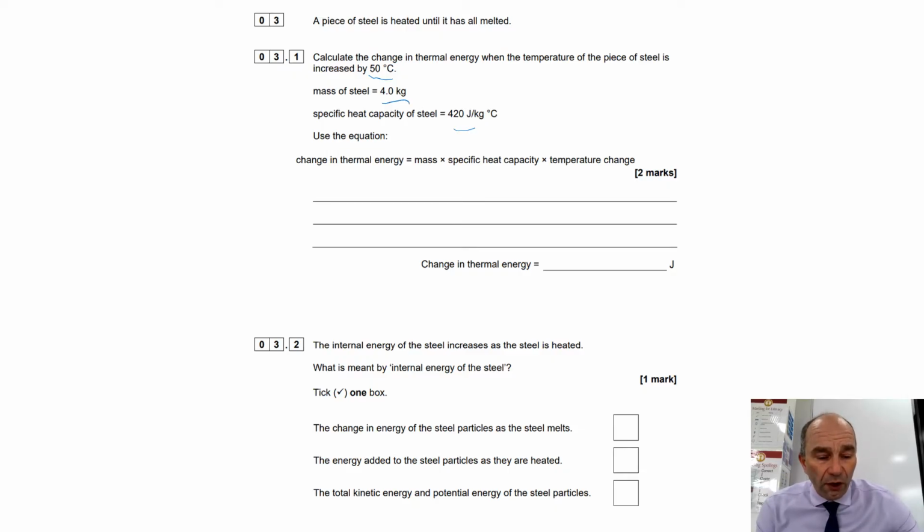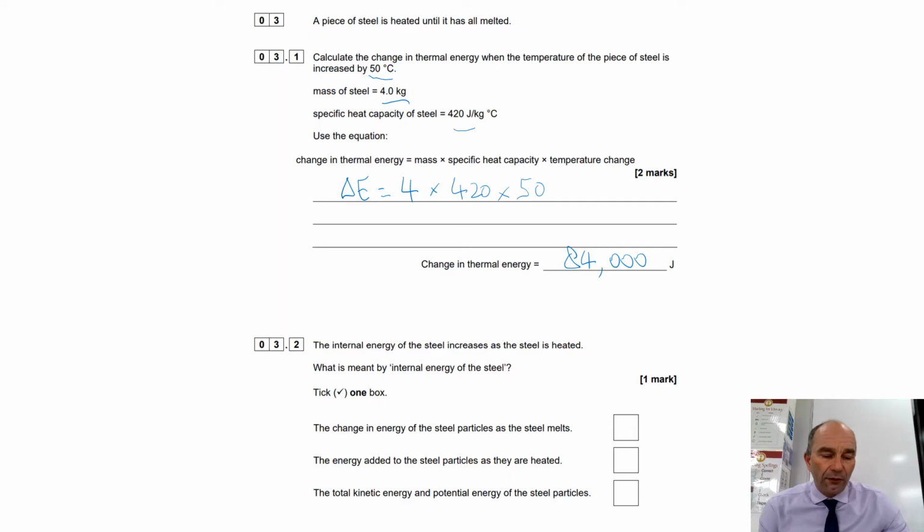So here it's a 2 marker, so it just means that we're just going to multiply through. So our change in thermal energy equals, well, we've got a mass of 4, multiplied by the specific heat capacity, 420, multiplied by the change in temperature. The temperature is increased by 50 degrees. And it's just a case of put those numbers into your calculator, and then you get the answer of 84,000 joules. Make sure you get the right number of zeros on the end there.